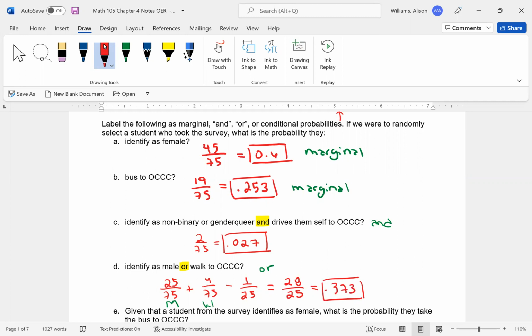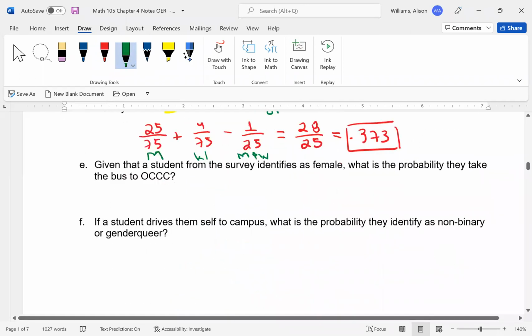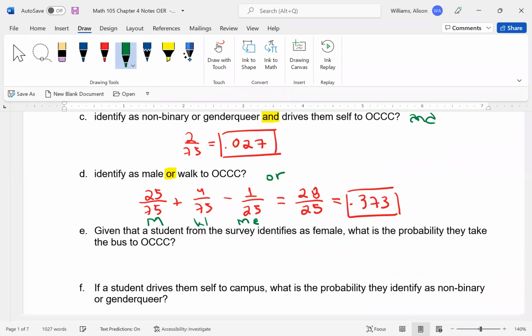And or is probably the real complicated one out of these, because we have to deal with that overlap here, this group where they're both male and they walk. Wow, that's so badly written there. That's supposed to be an and symbol, and it looks like a weird, squished up thing. So that's supposed to be an and, male and they walk. So there's one person who both identifies as male and walks.